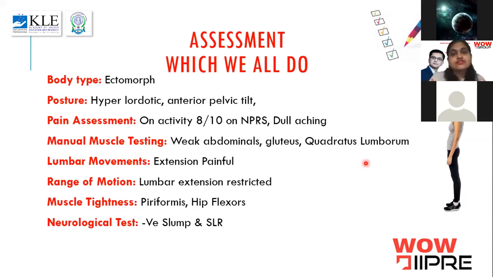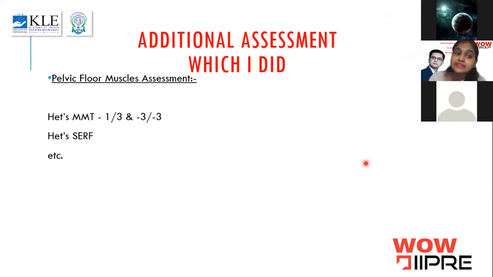Right, so this is what we generally do, and we also try to find out the joint mobility, which segment is hypomobile, and we try to correct that hypomobile joint segment. But a thing which is missing here is pelvic floor assessment. As we just understood in the previous slides, pelvic floor functioning plays a very important role in maintaining core stability. So if you are missing the pelvic floor, you are really missing an important link to treat the core. Because pelvic floor is one of the core.